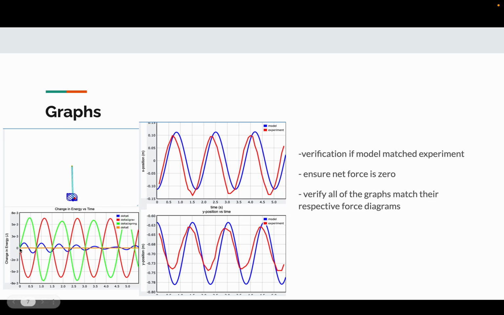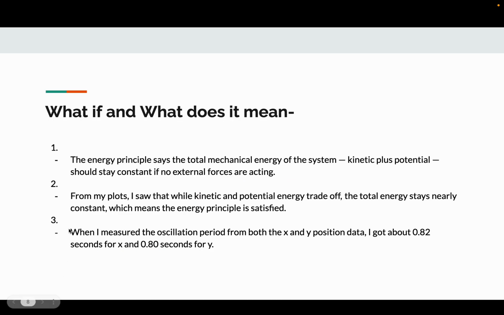As you can see, the delta E was supposed to remain constant all the way throughout, which means that all the net energy change is equal to 0. And as you can see, we had everything interacting in the correct way. Delta spring is the complete opposite of delta grav because they are acting in different directions. And yeah, so what, and what does that mean?